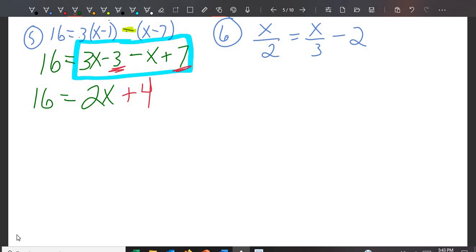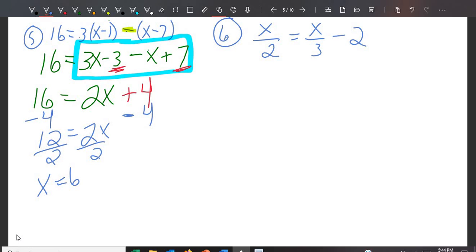Now, in a situation like this where the x is on the right side, you can move the constant to the left. This is okay. Normally my x is on the left, I move the constant to the right. In this case, my x is on the right, so I'm going to move the constant to the left. And we'll get 12 equals 2x. We divide by 2, so x turns out to be 6.